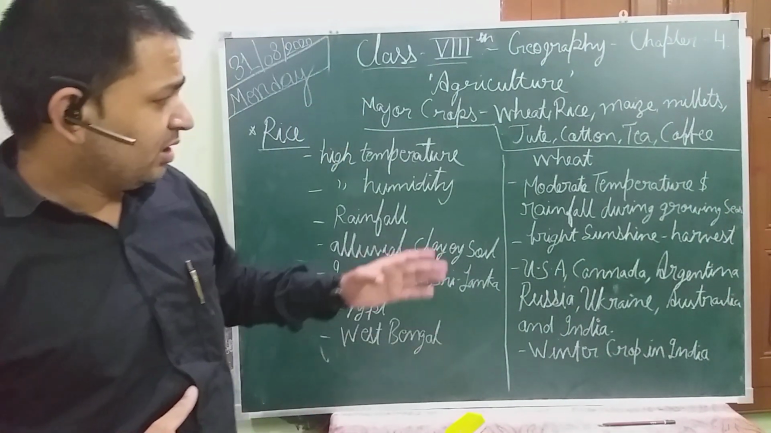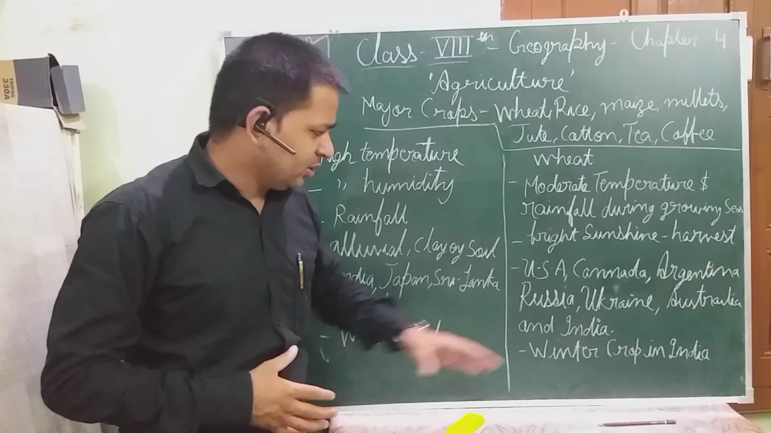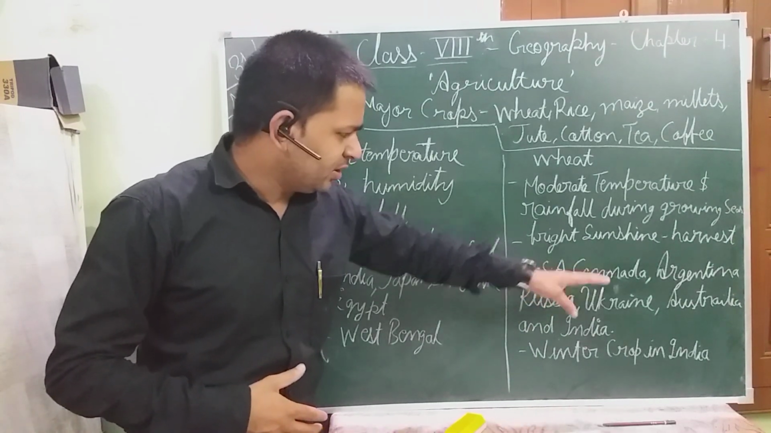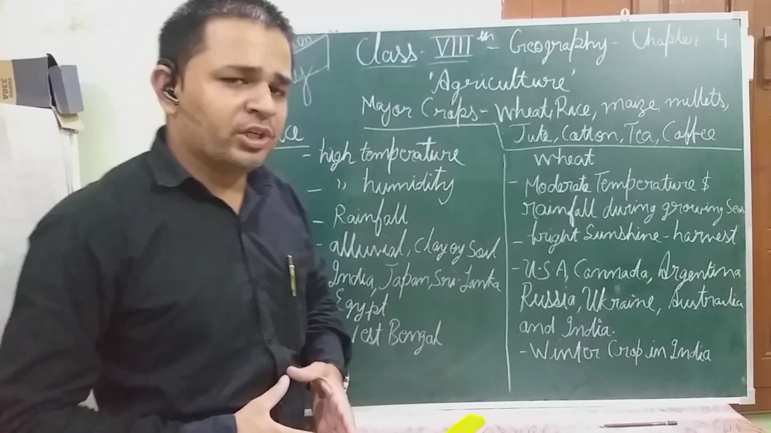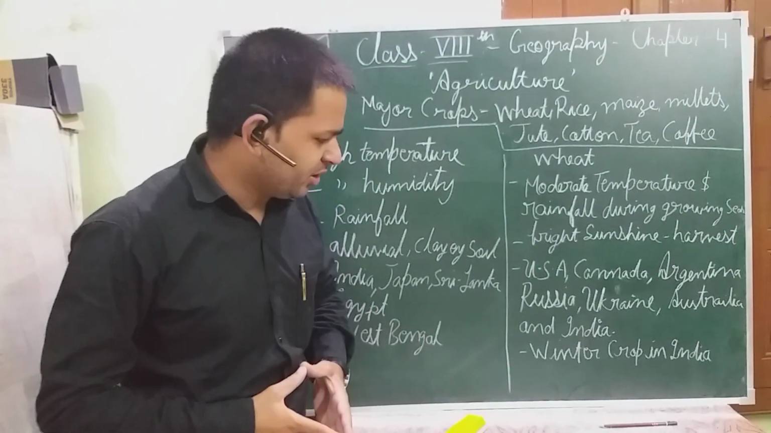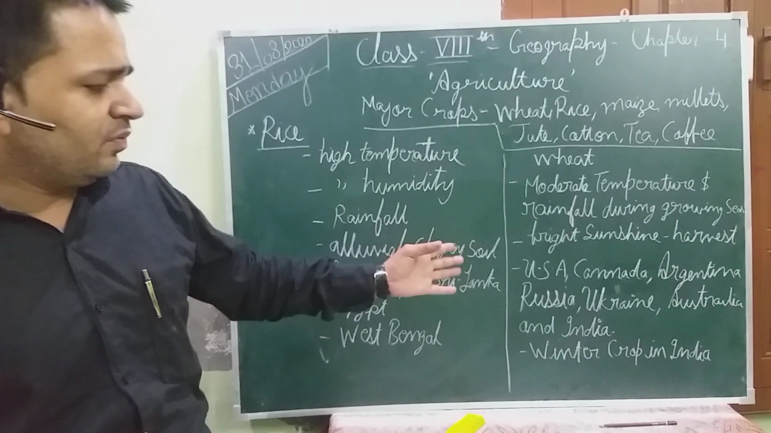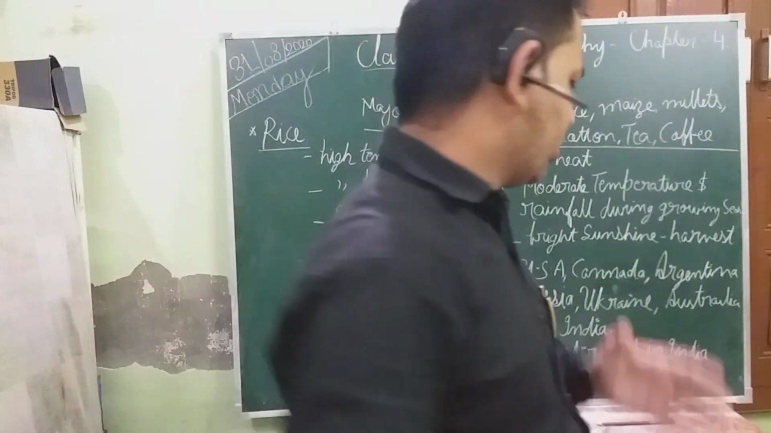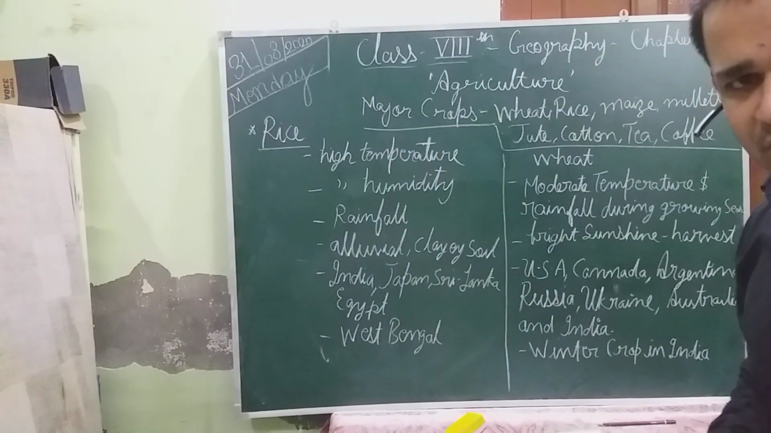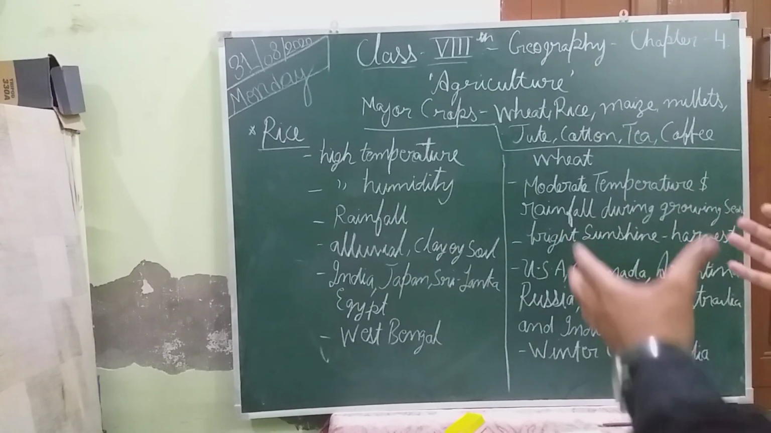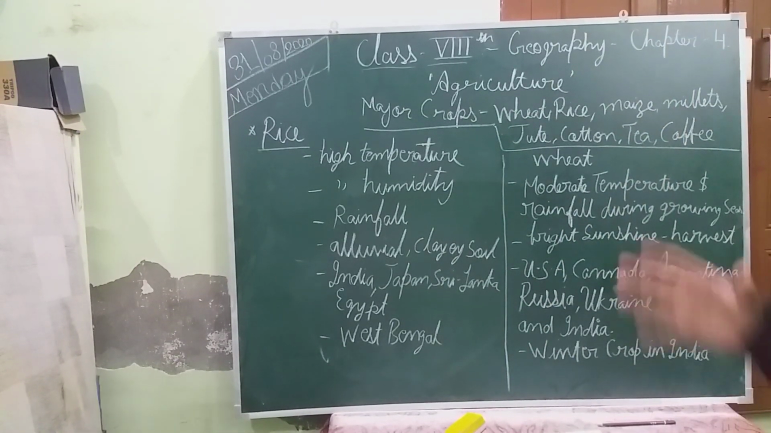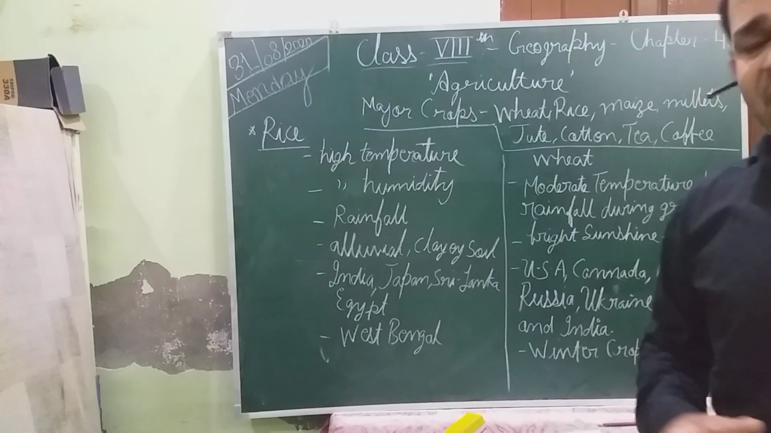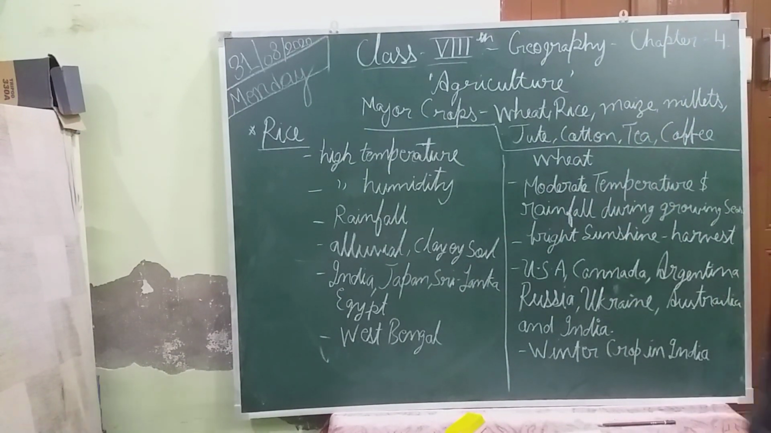The countries that grow wheat in surplus are USA, Canada, Argentina, Russia, Ukraine, Australia, and of course our country, India. In India, wheat is a winter crop. Mostly it is grown in winter. Okay, so we will be continuing with the other 4 to 6 remaining crops in the same video. Let's see about the other food crops.